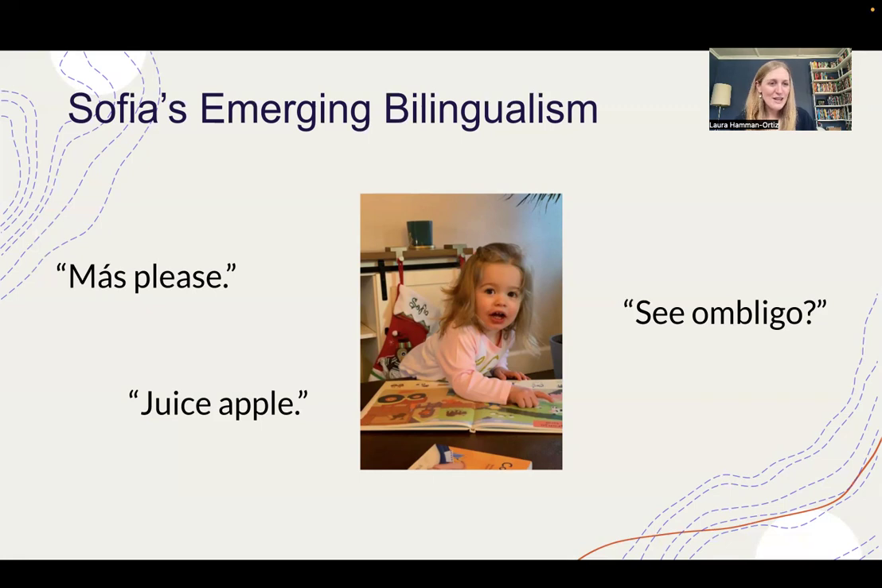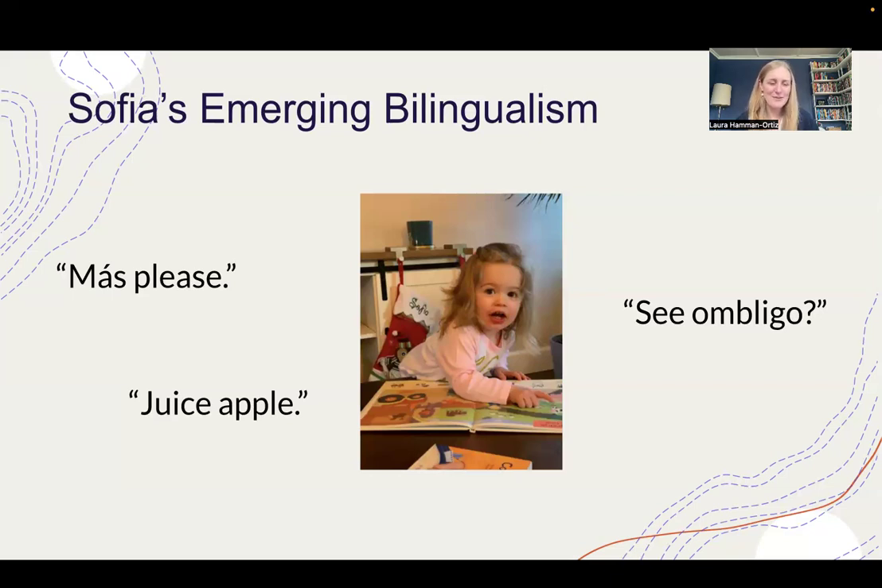So for example, she would say things like "más please" instead of "more please," or "más por favor." So she was starting to bring the different features of her repertoire together. There was a time when she got really into seeing everyone's belly buttons, so she would sometimes ask us to lift up our shirt and show us our ombligo. She would say, "sí, ombligo." And she would even bring Spanish grammatical patterns into English. So you see this example here with "juice apple." In Spanish, you would say "jugo de manzana," and so instead of saying apple juice, she would sometimes say "juice apple."